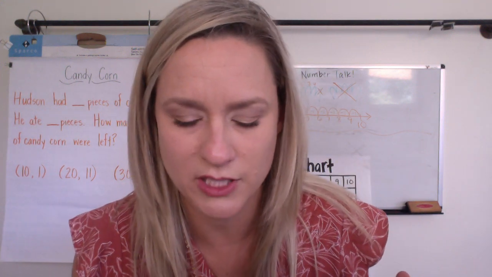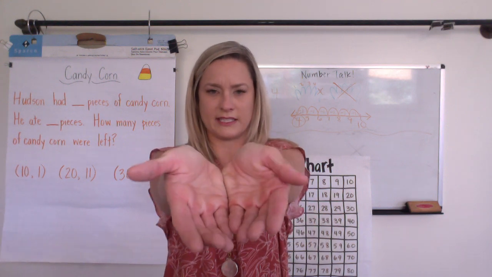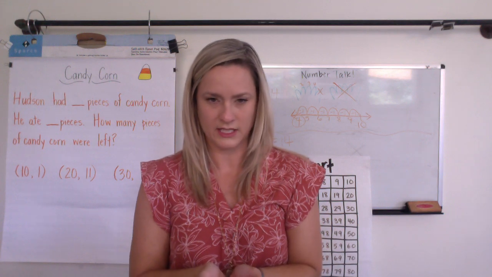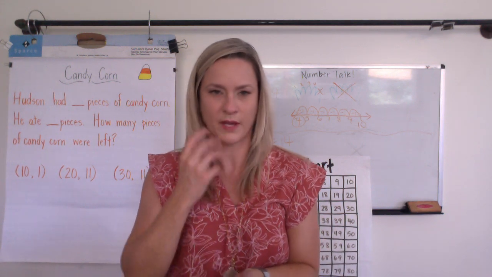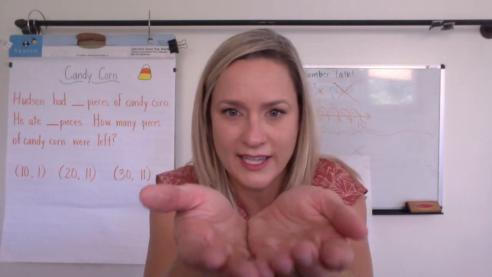Now remember, if you are choosing one of these number sets, your strategy has to be strong. You need a strong strategy to move on to one of these. So let's say I have a really strong strategy for this number set. So maybe I'll choose this one. So Hudson had 20 pieces of candy corn. He ate 11 pieces. How many pieces of candy corn were left? All right, so I want you to imagine that in your head. Hudson, can everybody see Hudson's candy corns? There they are. Okay, now he's gonna eat 11 of them. And we wanna know how many pieces are left.